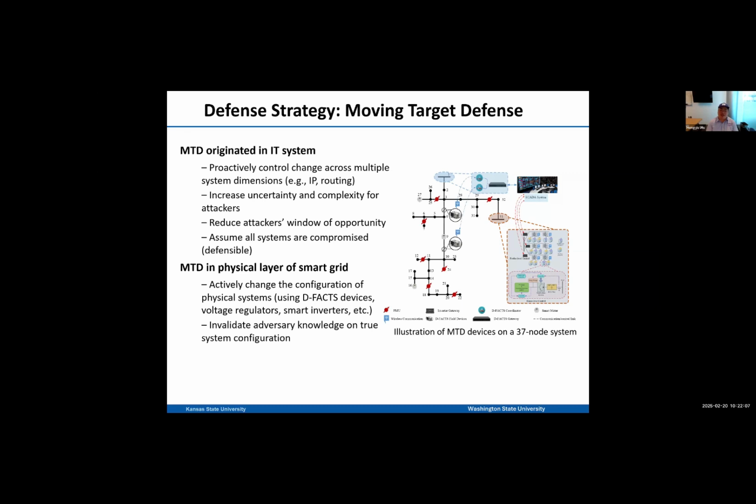We want to ensure that the system is defensible rather than perfectly secure. MTD was introduced recently in the physical layer of power systems. MTD can actively perturb the line impedance using the distributed flexible AC transmission system, a voltage regulator, or a smart inverter, such that the attackers' knowledge about the true system configuration is invalidated. This diagram shows a 37-node distribution system equipped with MTD devices, such as D-FACTS devices and smart inverters.